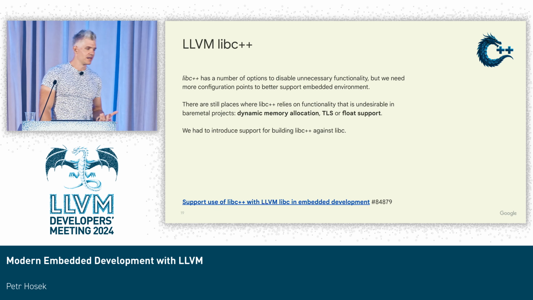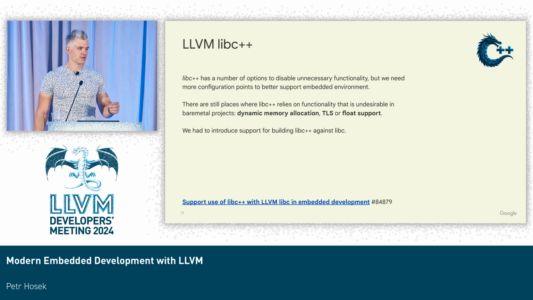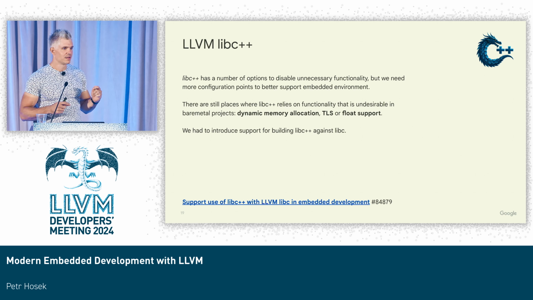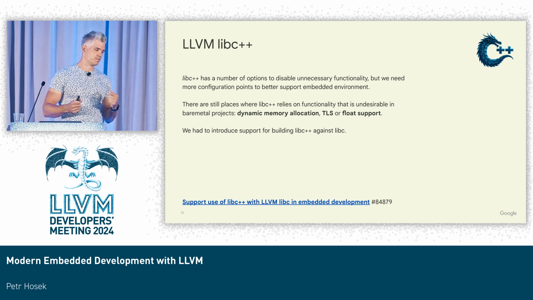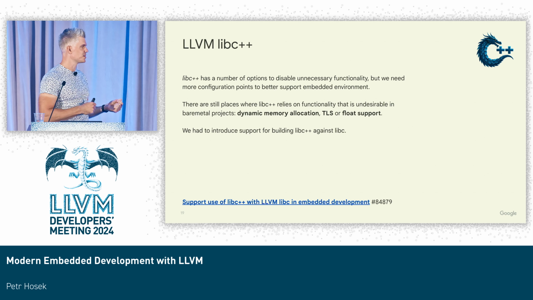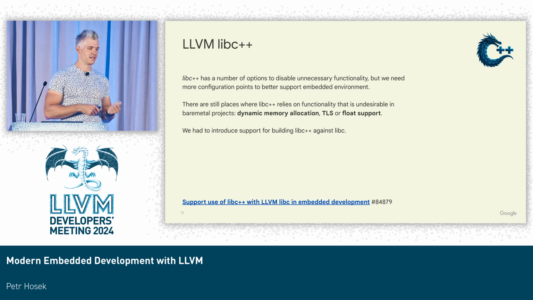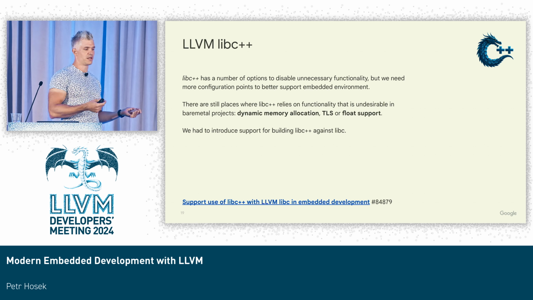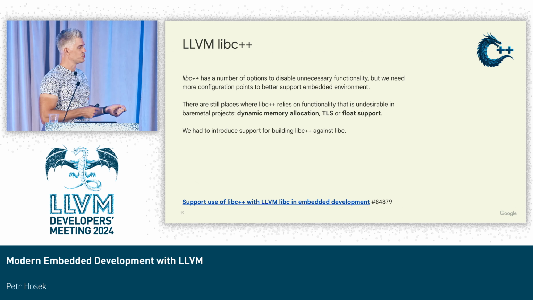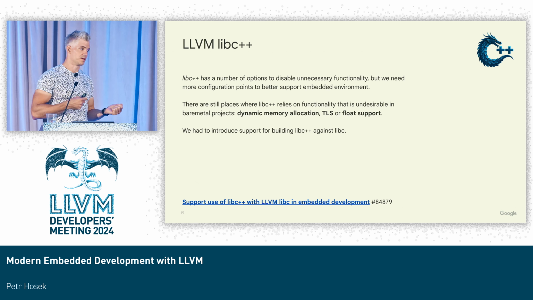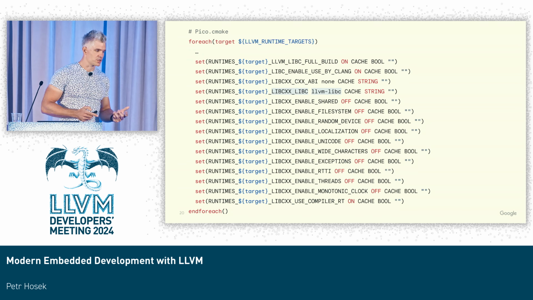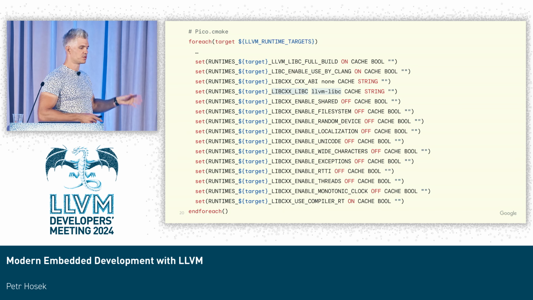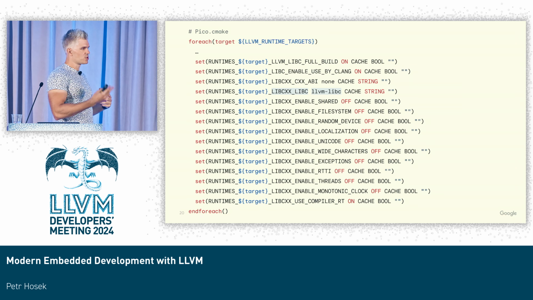On the libc++ side, libc++ already has a lot of options that let you disable unnecessary functionality, and we use those, but we've also found out that we probably need more configuration points to better support embedded environments, because there are still places where libc++ uses functionality like dynamic memory allocation, TLS, or float, and this may be undesirable on many baremetal platforms. We also had to introduce support for building libc++ with libc, which wasn't there before. So if I go back to my original example, in addition to what I already had, we also need to set a couple more options to disable the functionality that right now is unsupported or undesirable.